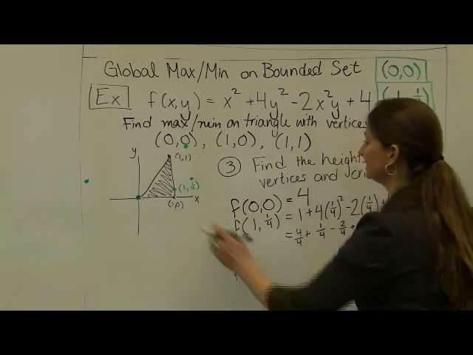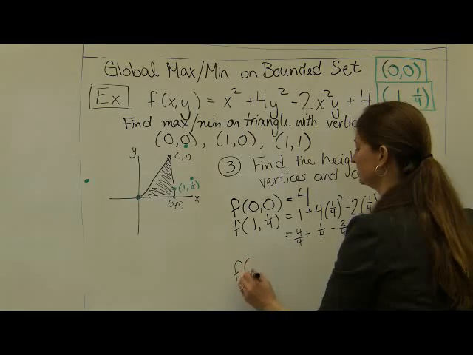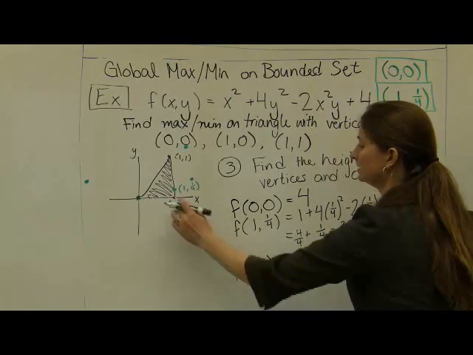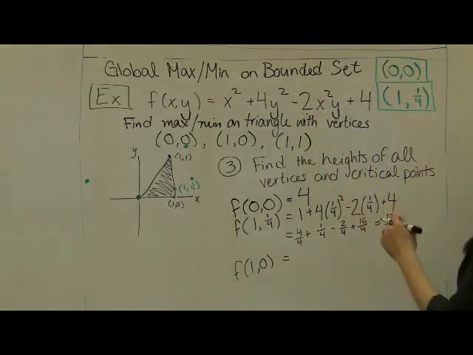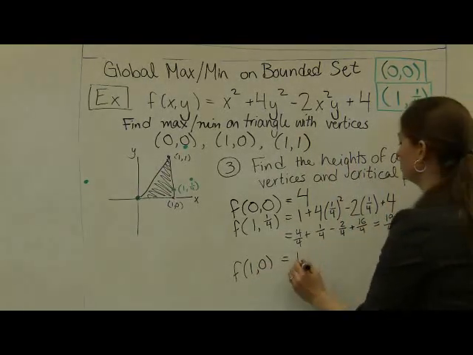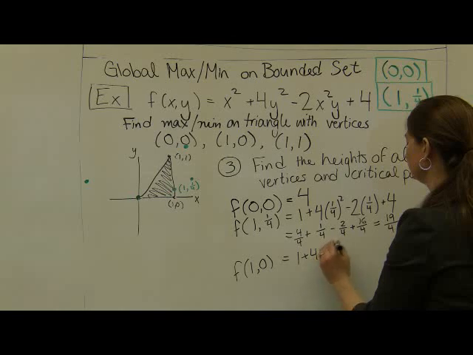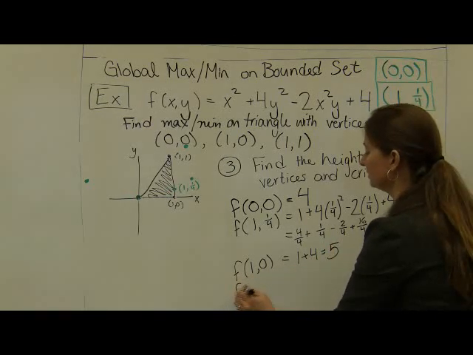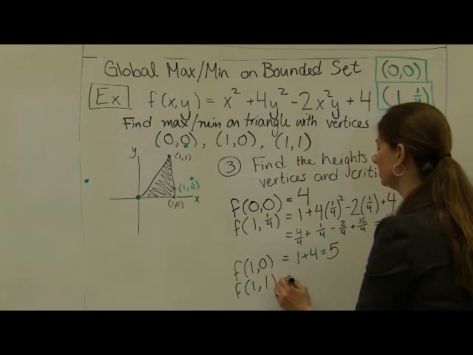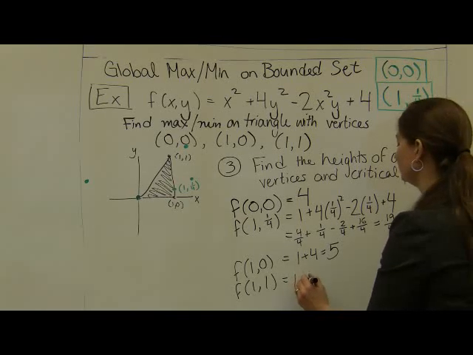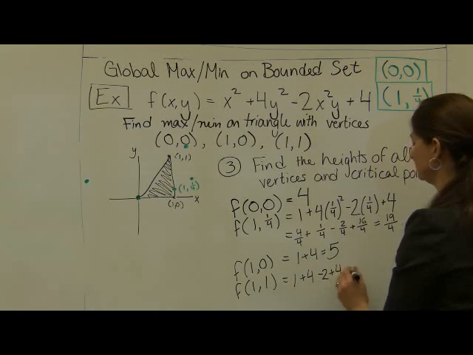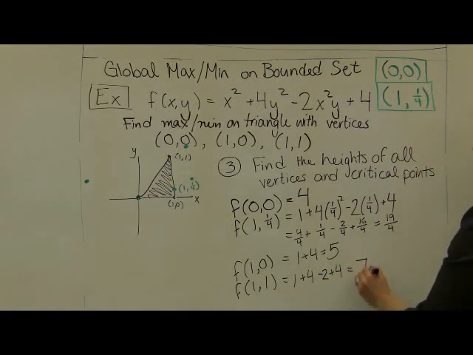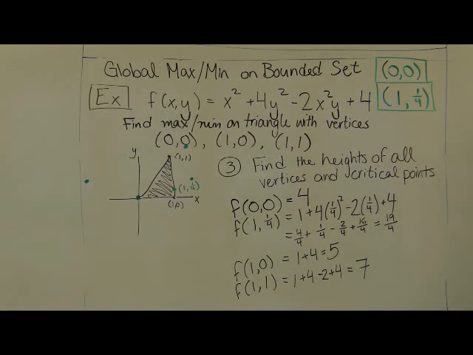I also have to plug in my corner points. So I'm looking at the corner point 0, 1. That's this corner right here. Plugging in 1 for x and 0 for y, I just get 1 plus 4, which is equal to 5. And finally, plugging in the corner point 1, 1, I get 1 plus 4 minus 2 plus 4, which is equal to 7. And we're done! Hooray! Why are we done?